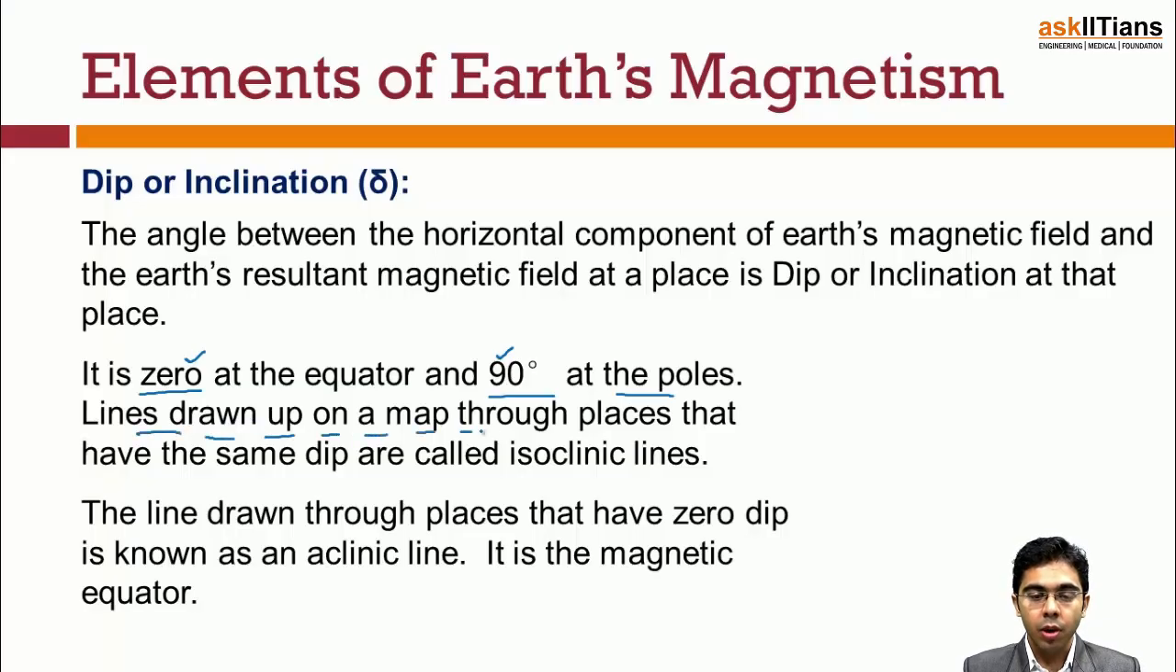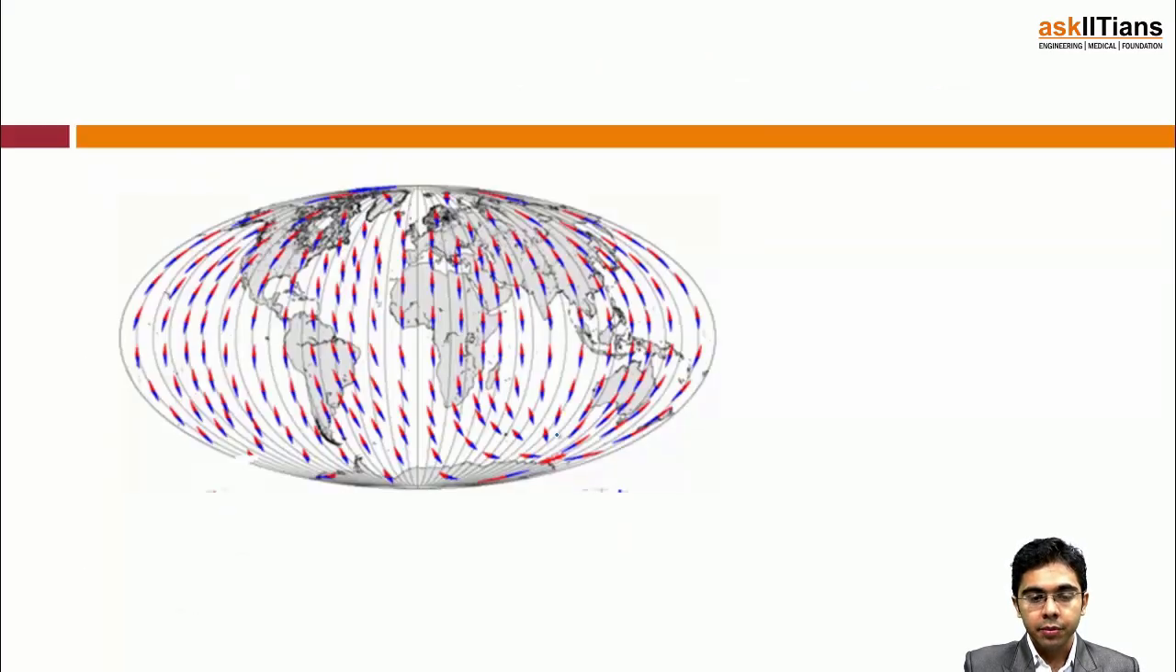Lines drawn on a map through places that have the same dip are called isoclinic lines, and the line drawn through the places which have zero dip is known as the aclinic line, and it is the magnetic equator. Now we'll check all these things diagrammatically. If we look at the map, isoclinic and aclinic lines are available over there. So this is the diagram. It shows that if we place a magnetic needle at different places, the magnetic needle will look something like this.